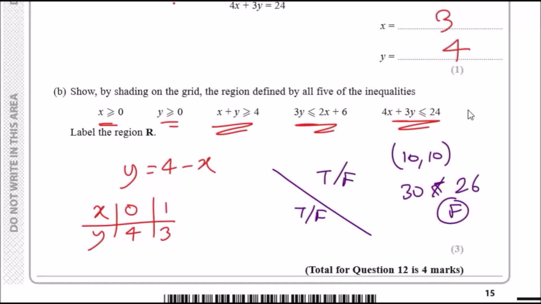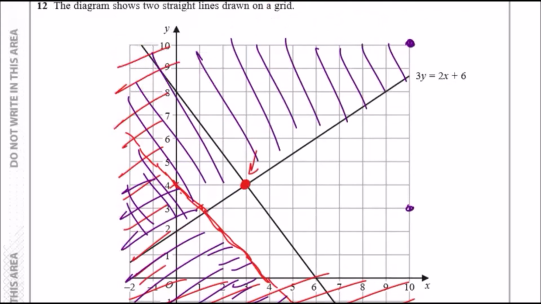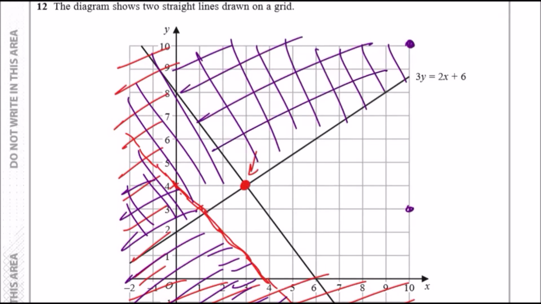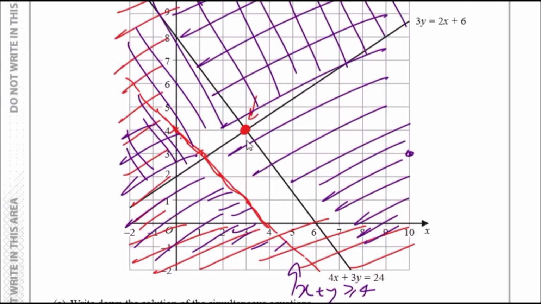So looking at the final coordinate and testing 10, 3. What do we have? So when x is 10 and y is 3, we're going to have 40 plus 9, which is 49. So is 49 less than or equal to 24? Nope, it's false. So I'm getting another false statement. So this means this side must be false. So that means this is gone. And all that is left is this little region here.